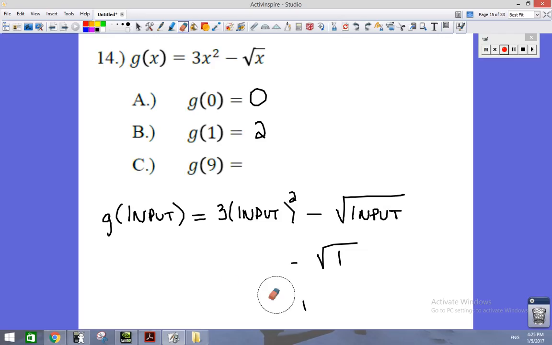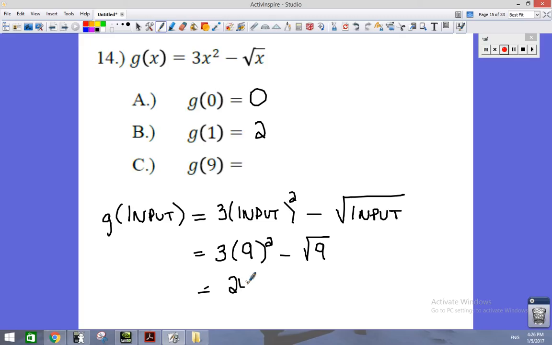What if we do the arithmetic when we substitute in this value of 9 for the input? Well, remember, g is very good about creating this subtraction problem. It takes whatever we give it and squares it. I'm going to square 9 and multiply by 3, then subtract the square root of 9. Well, 9 squared is 81, and 3 times 81, I think, is 243. The square root of 9 is 3. 243 minus 3 is 240. So yeah, I think I remember that answer.